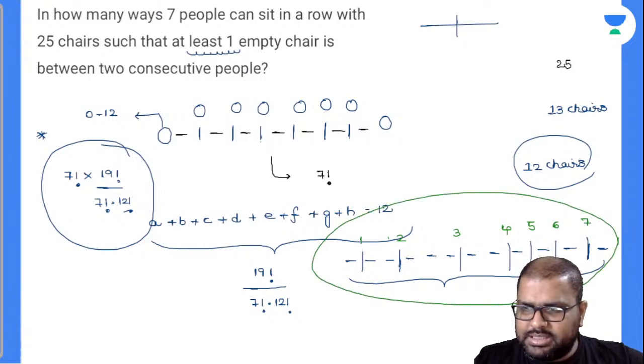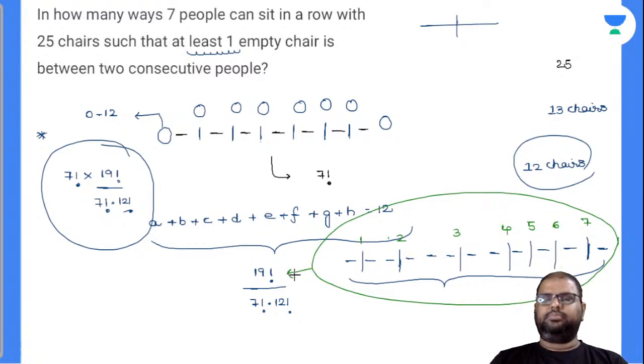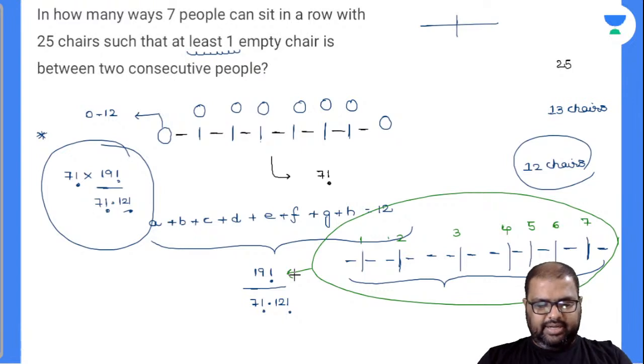7 blocks plus 12 chairs, totally 19, and these are arranged. These 19 blocks are arranged in 19 factorial ways. In those duplicities, 12 are chairs, 7 are partitions. This is what arrangement. Done? Hope so. Now I am clear.